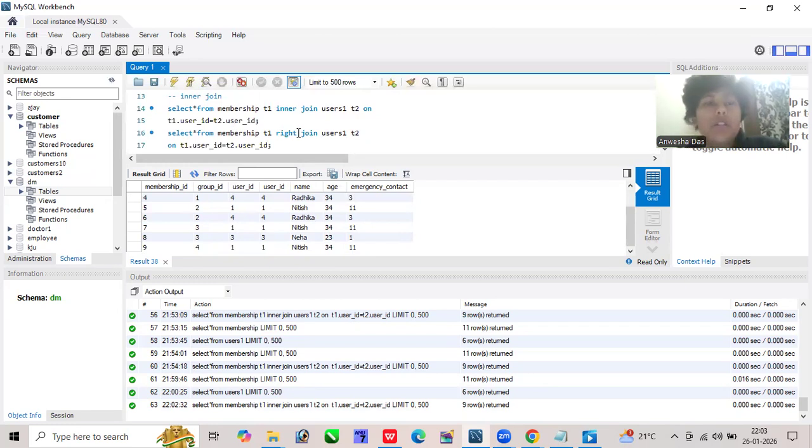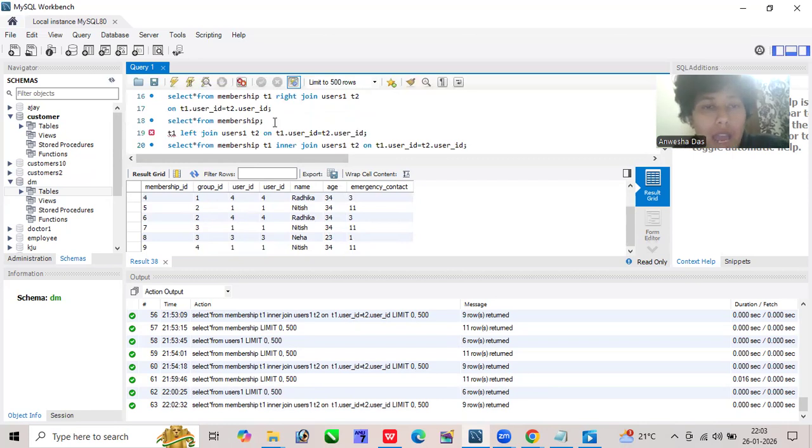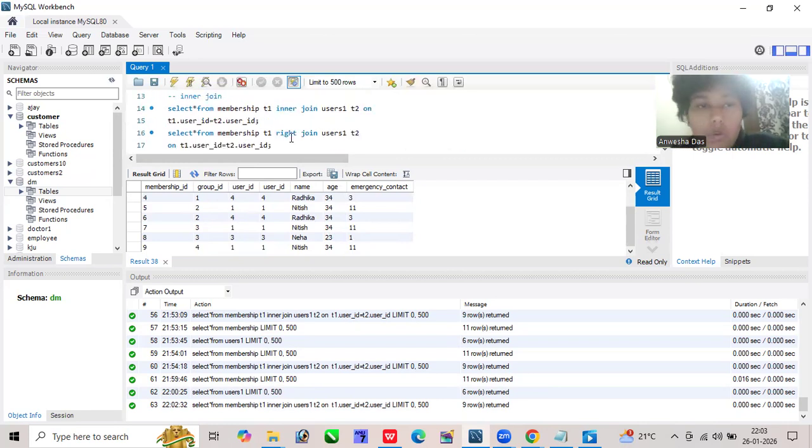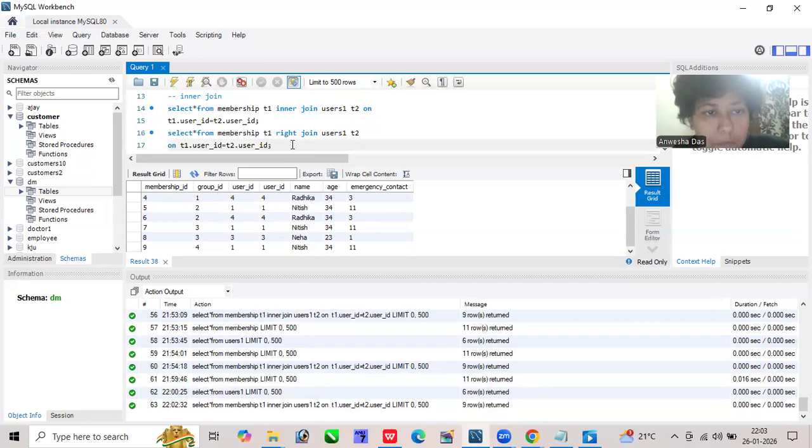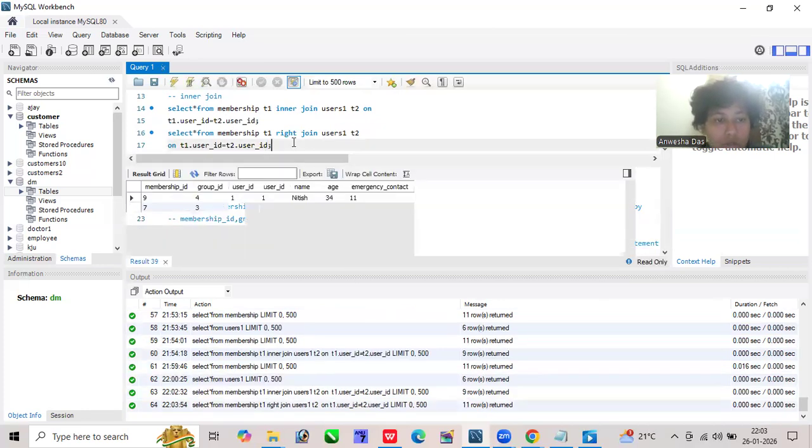Now, there is the concept of right join and left join. What is the right join? Right join means it will take the right part as well as the common part. Okay, so what is the right table here? The membership or the user one? The user one, right? The user one is the right. So in that user one, what is there? 1, 2, 3, 4, 8, 11. If I write that particular command, what will be the output, guys?